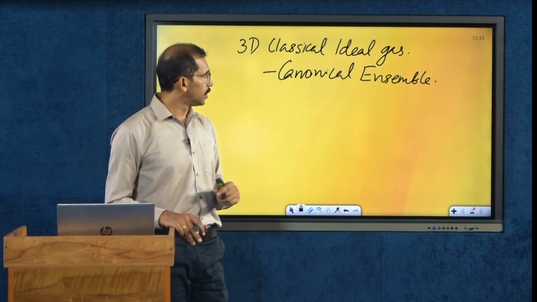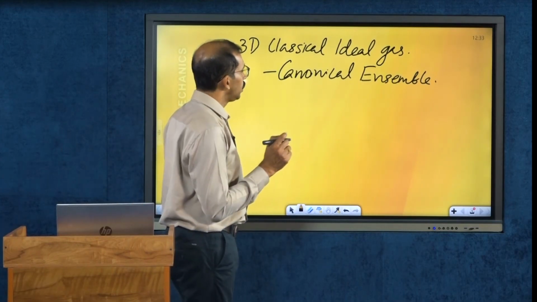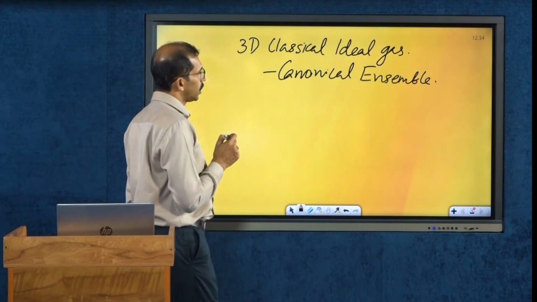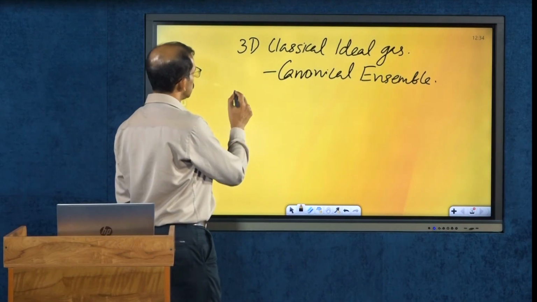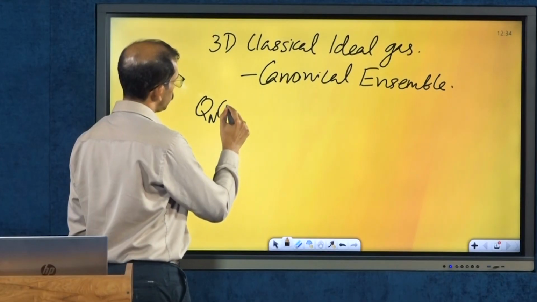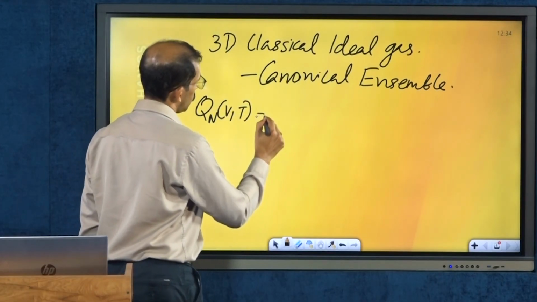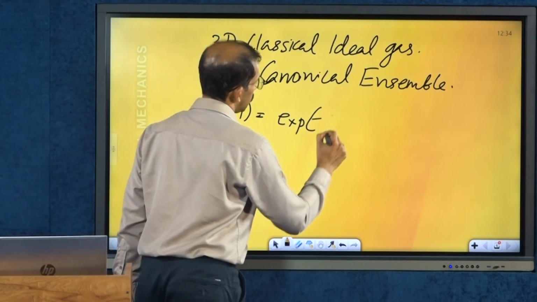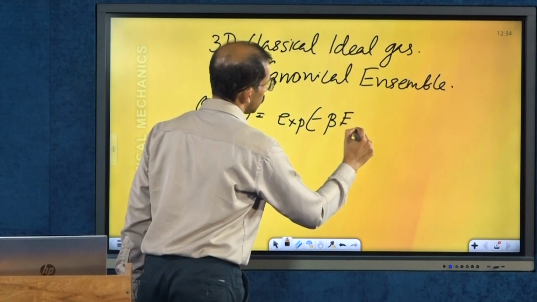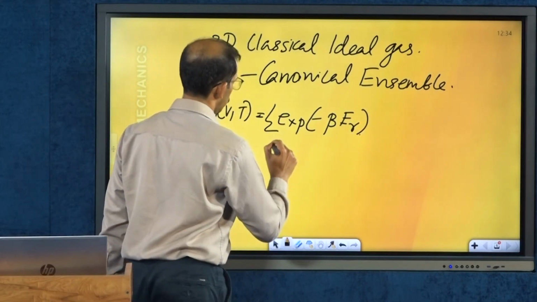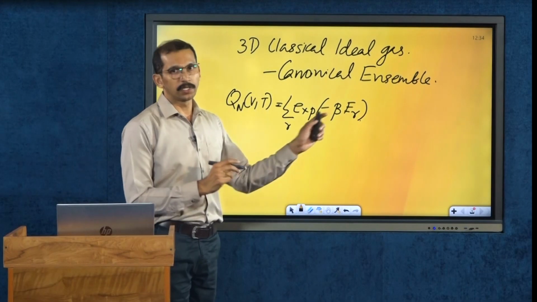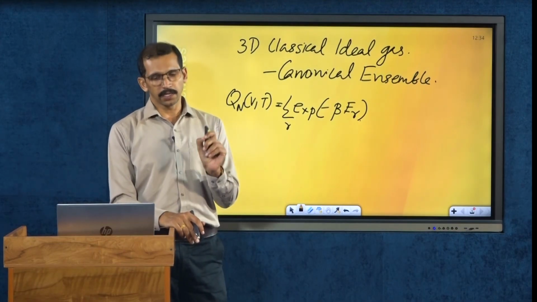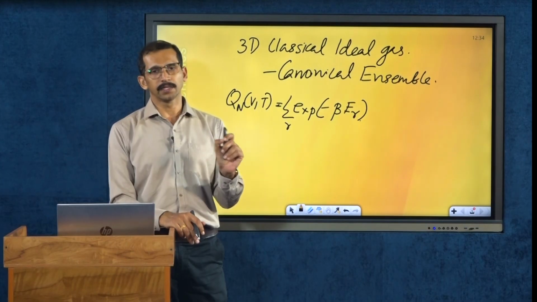And if you remember, the expression which we derived for the partition function for a canonical ensemble was Q_NVT is equal to the summation over R of exponential minus beta E_R. So this is the expression for the partition function of a canonical ensemble system.